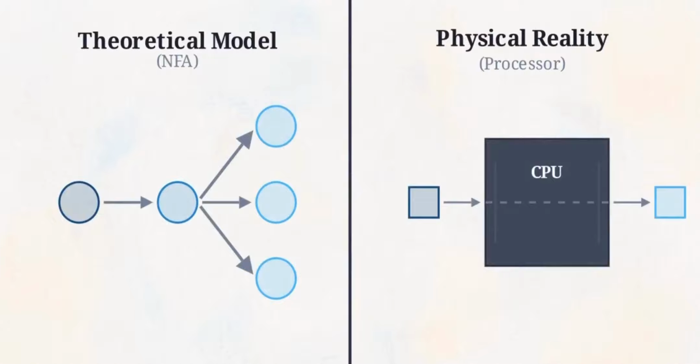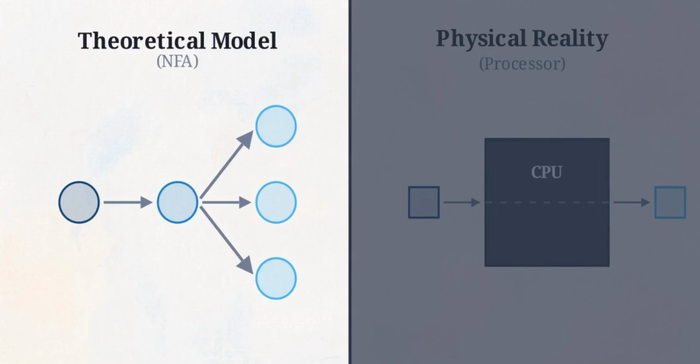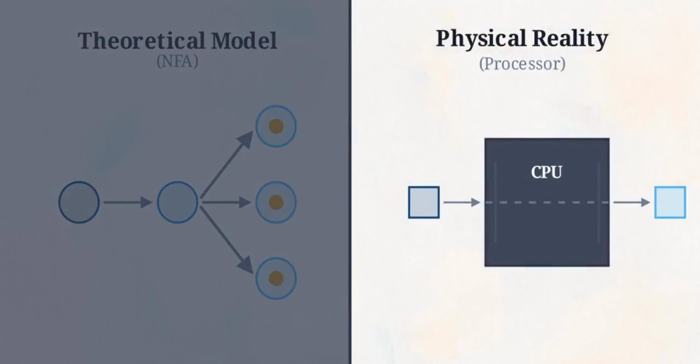This diagram shows a side-by-side comparison of a theoretical model and a physical reality. On the left, we have a non-deterministic finite automaton, or NFA. It is easy for us to design because it allows a single input to branch into multiple possible paths. On the right is a standard computer processor. Processors cannot guess or handle ambiguity. They require absolute determinism to function.